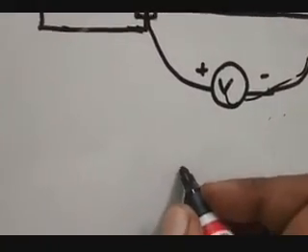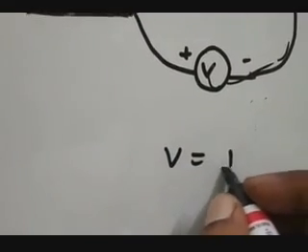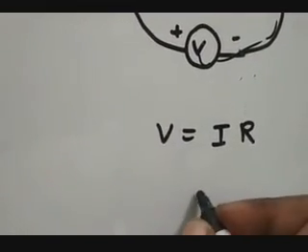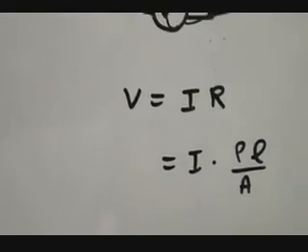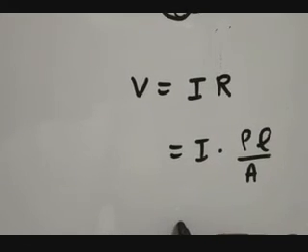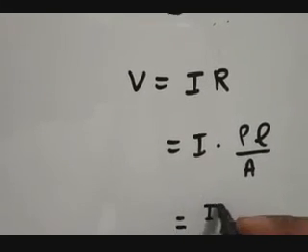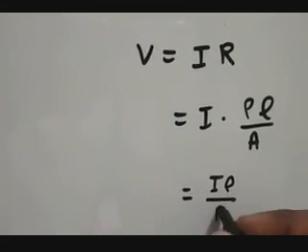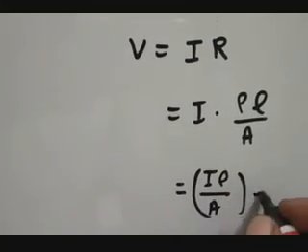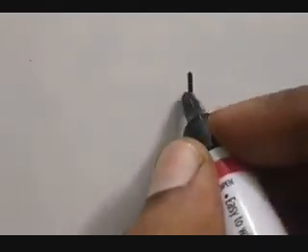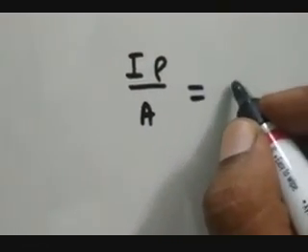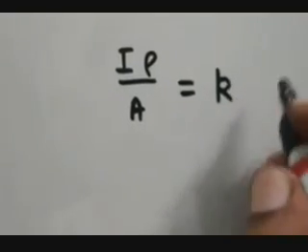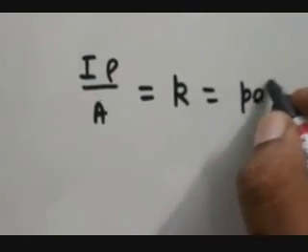We know that V is equal to I R, and R can be written as rho L upon A. If we modify this a little, we can write it as I rho upon A into L. Now I rho upon A is a constant and we call it K, and that is potential gradient.